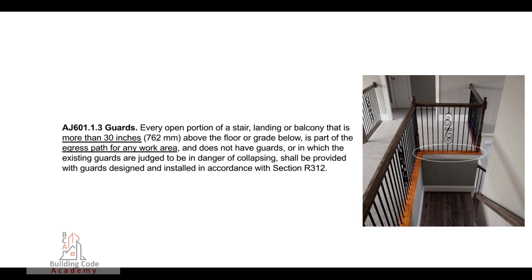601.1.3 Guards. Every open portion of a stair, landing, or balcony that is more than 30 inches (762 millimeters) above the floor or grade below, is part of the egress path for any work area, and does not have guards, or in which the existing guards are judged to be in danger of collapsing, shall be provided with guards designed and installed in accordance with Section R312.